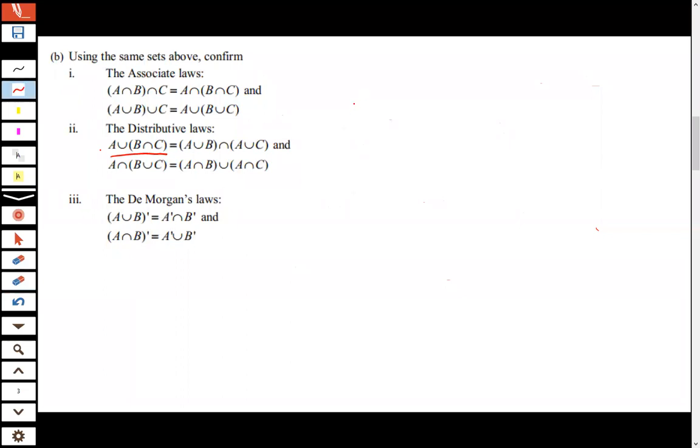De Morgan's law is simply this one. Some people call it a complement law. The way it is, when you open the brackets, you distribute the complement, and the sign in between has to change. So when you distribute the complement there, if it's union, it will become intersection, and then B complement. So you first deal with this. How do you deal with this left-hand side?